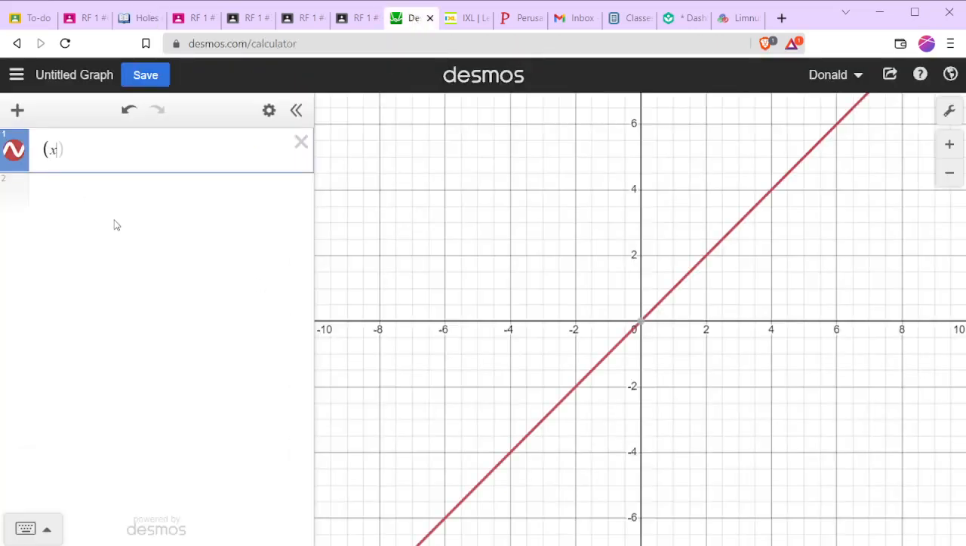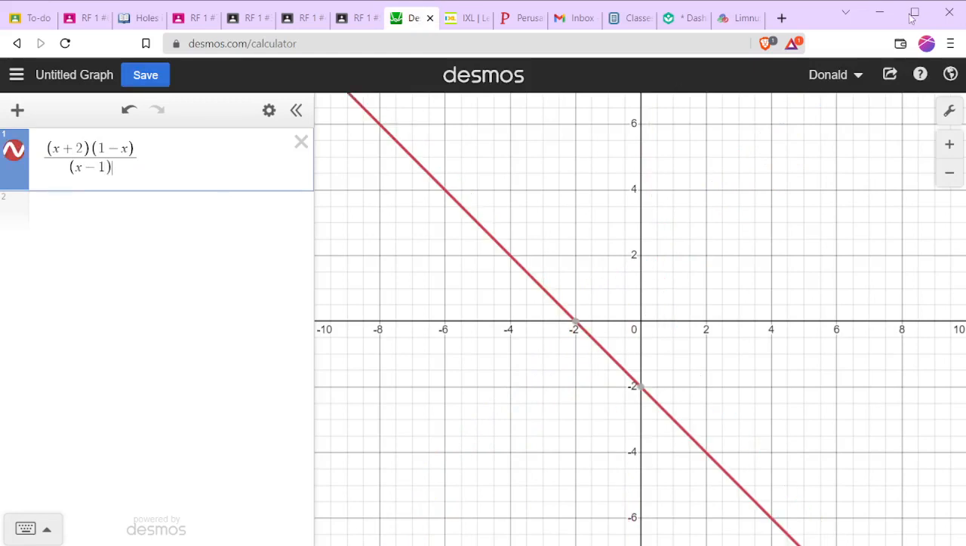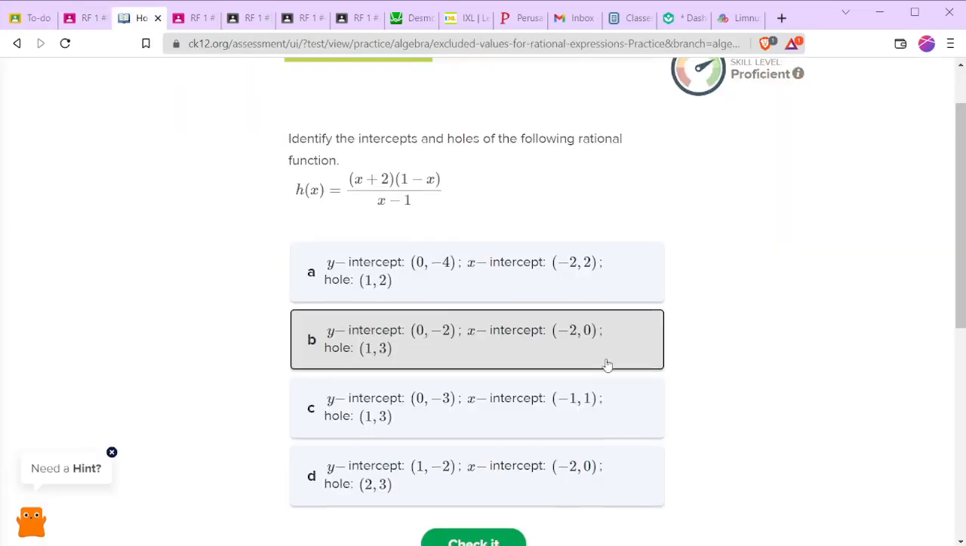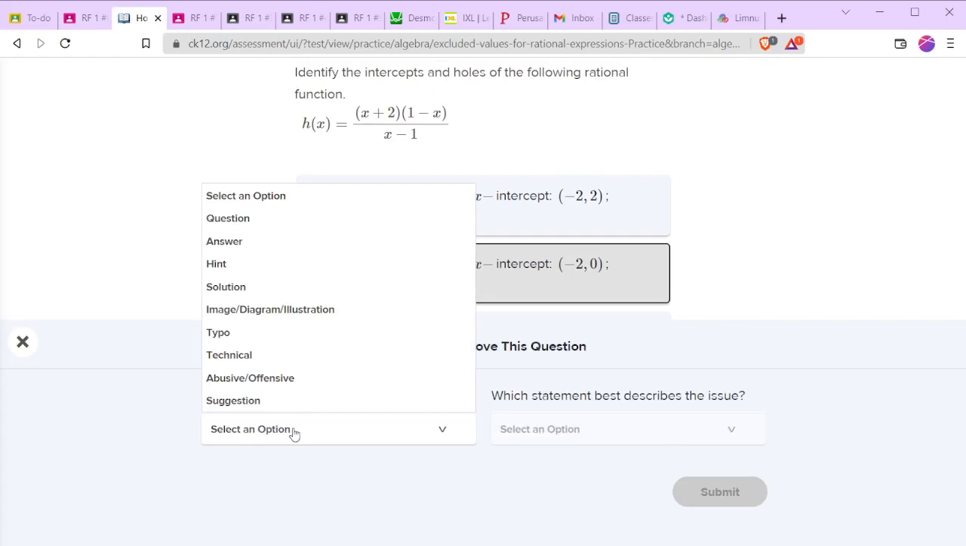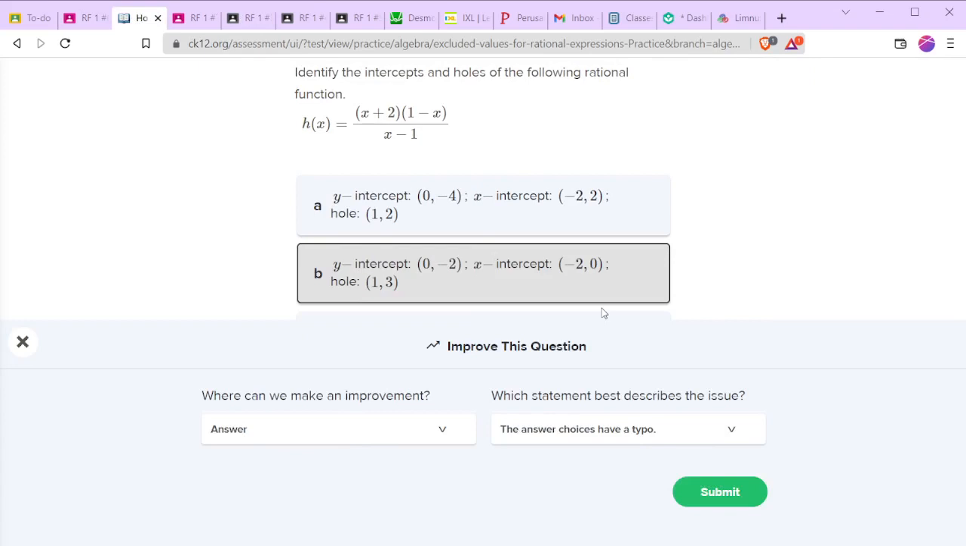If we graph x plus 2 times 1 minus x over x minus 1, x equals negative 3 does not produce a hole. That produces negative 3 and 1. For x equals 1, we see it should be coming down at negative 3, and the table shows us it's undefined. That is our hole. So we need to improve this question. The answer choices have a typo.